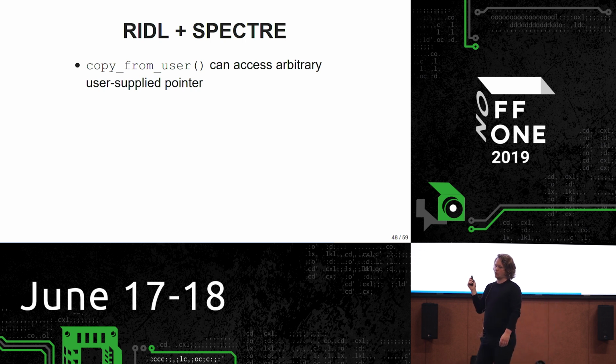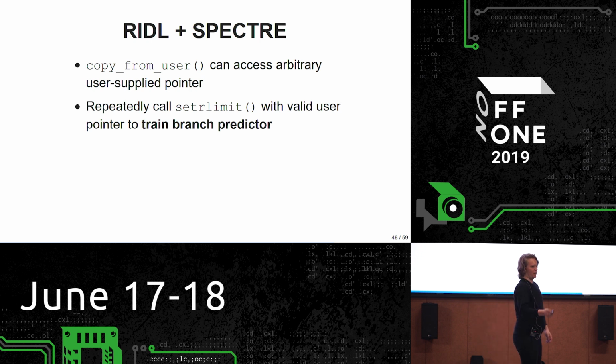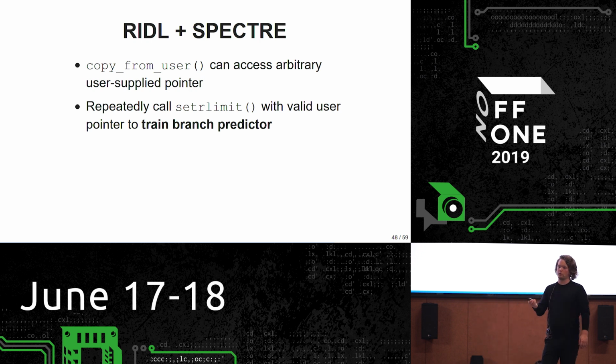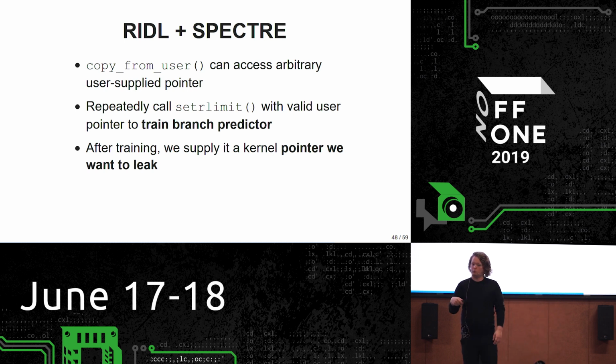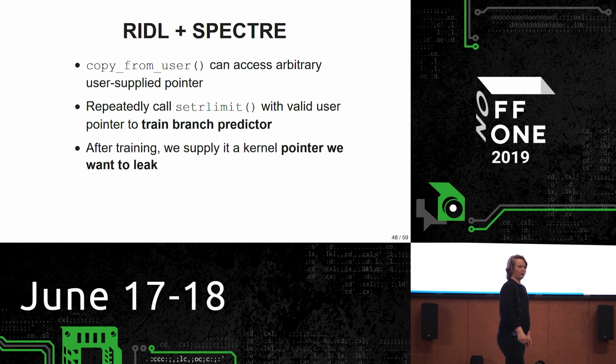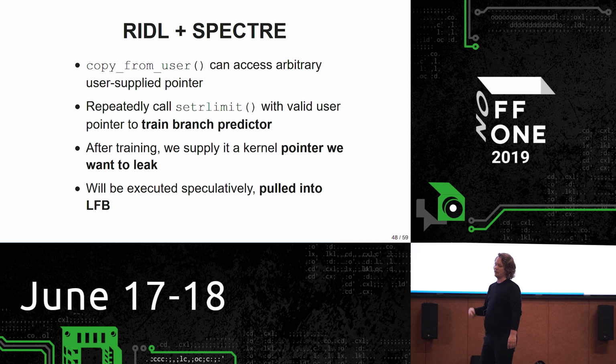And this was work done by Georgie at Microsoft Research roughly a year ago. What he did is found out you can call setrlimit with an arbitrary pointer, so you can train the branch predictor. First we train it with a valid user pointer so that it goes the expected path. And then at some point we give it a wrong pointer, a kernel pointer, and then we leak the contents of that data.